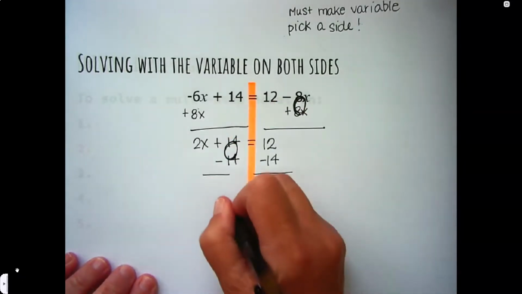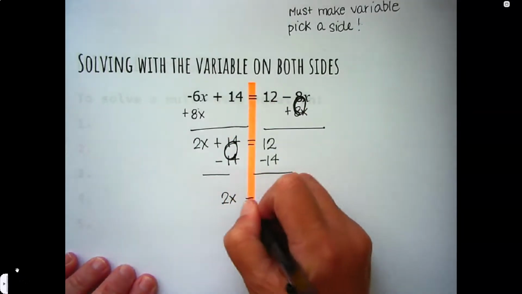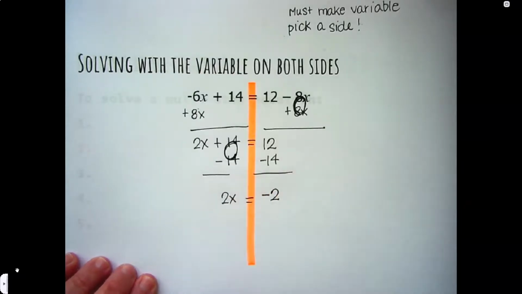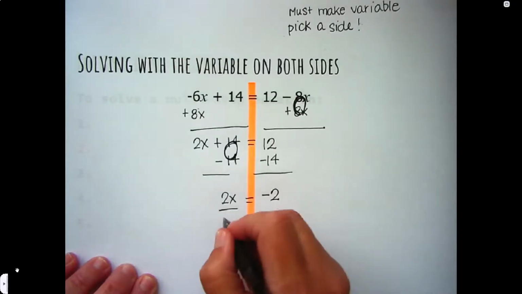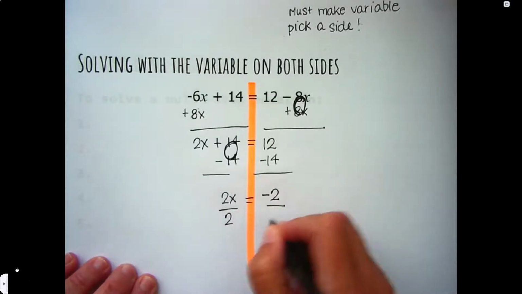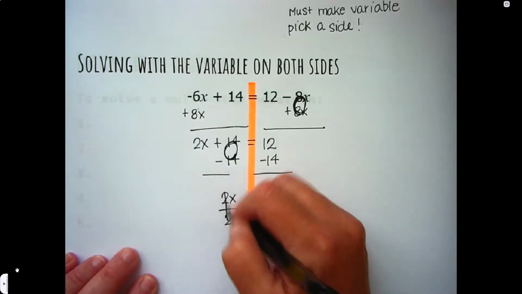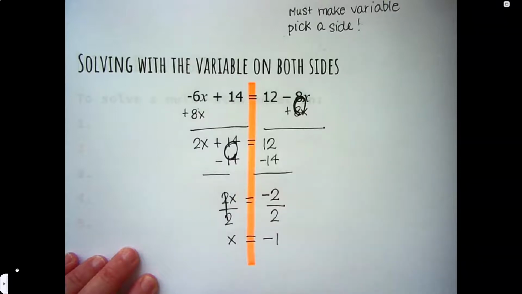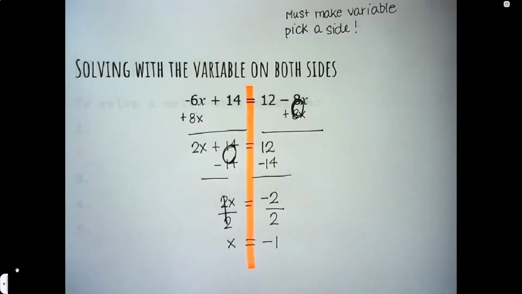Those zero out. We get 2x is equal to 12 minus 14, which is a negative 2. All right, now to cancel out this 2, this is multiplying by 2, so I'll divide by 2, both sides. 2 divided by 2 is 1, so we get x is equal to a negative 1, and there's my solution. So if the variable is on both sides, we have to make it pick a side.